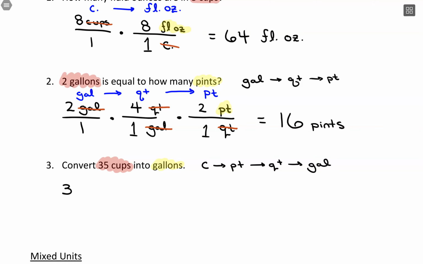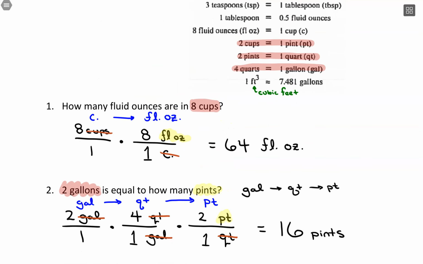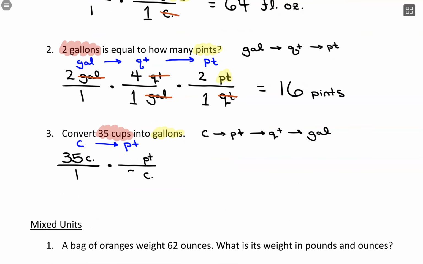All right, 35 cups. And we're going to take cups and change into pints. So we want to cancel out cups and we want to keep pints. And we are told that 2 cups is equal to 1 pint. And with that, cups cancel out and we have pints left.